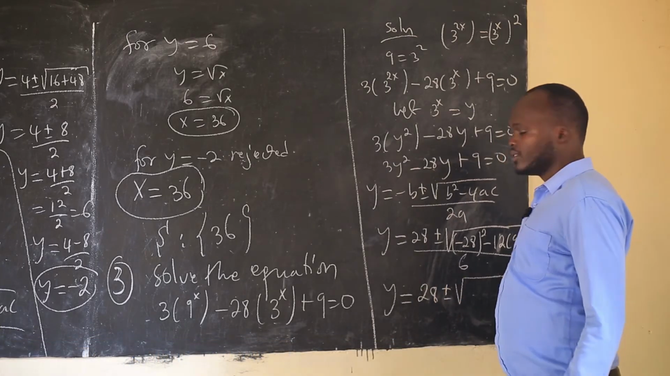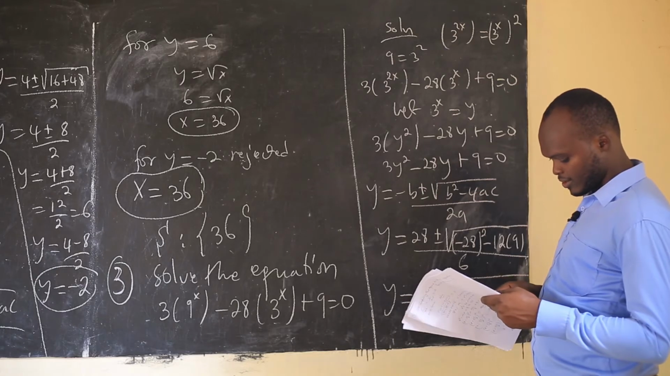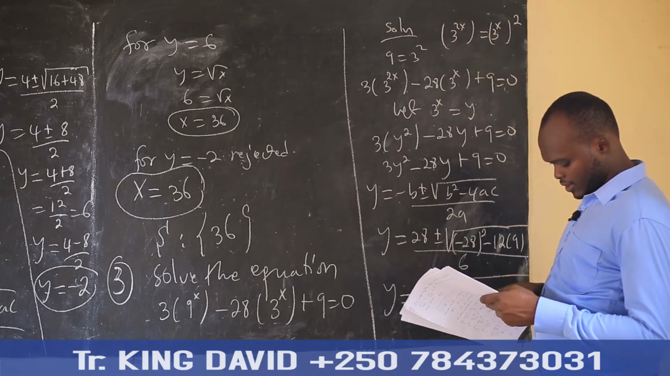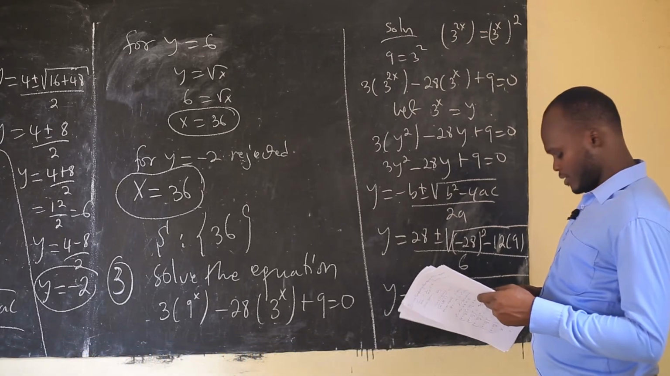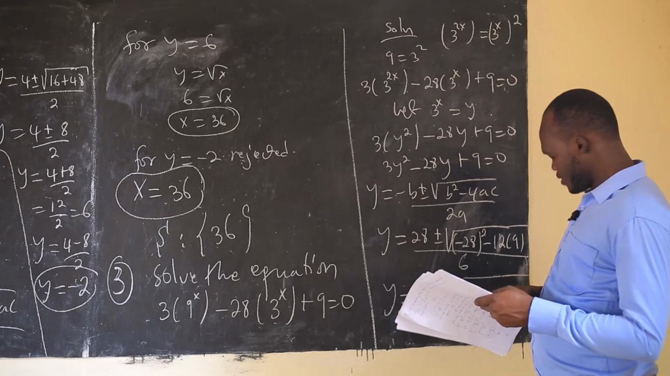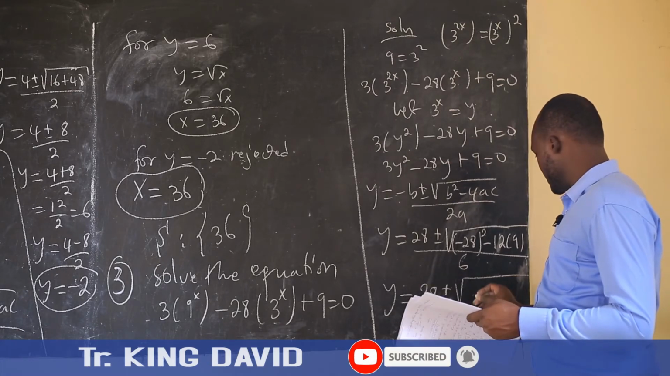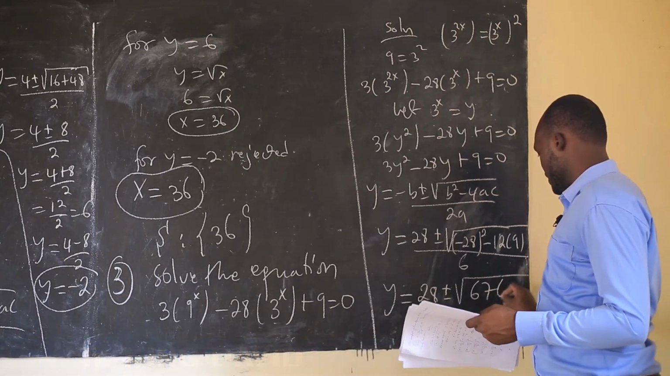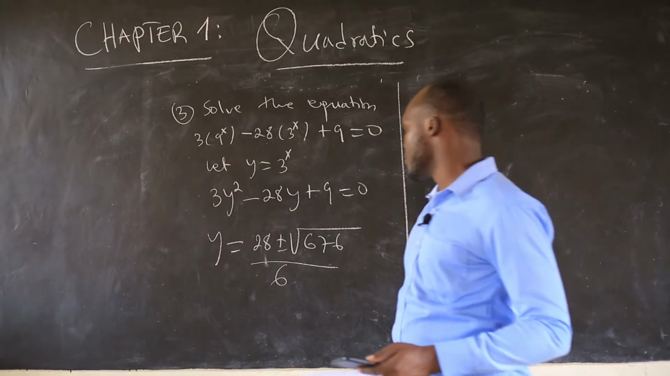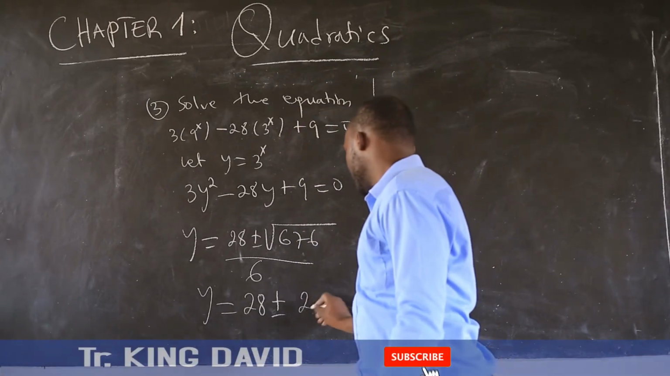So let's use the calculator to get that value. 28 squared, we find the square root of 28 squared, then minus 12 times 9. So we get the square root of 676, divided by 6. So let us proceed. Then our y will be equal to 28 plus or minus the square root of that, which is 26, divided by 6.